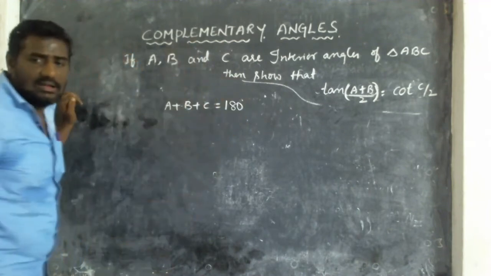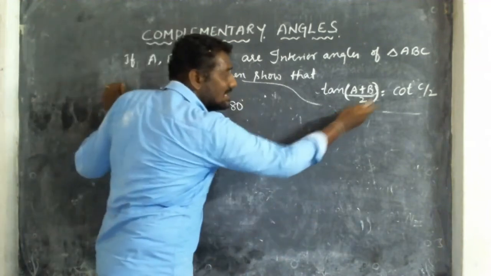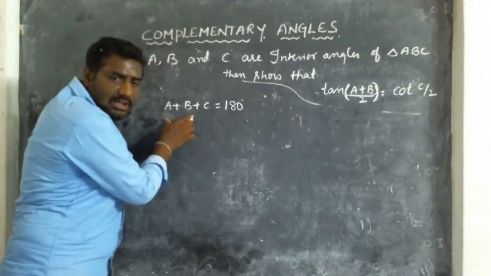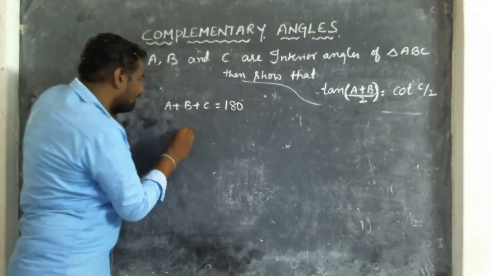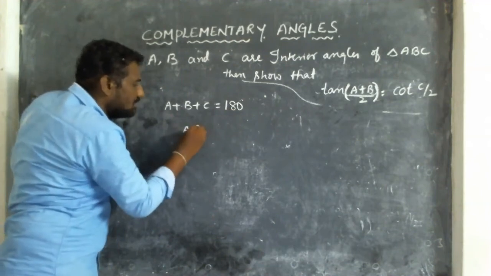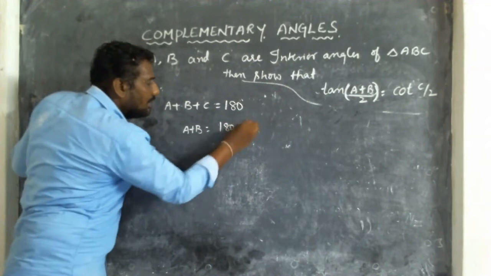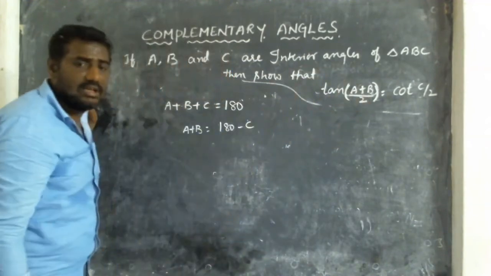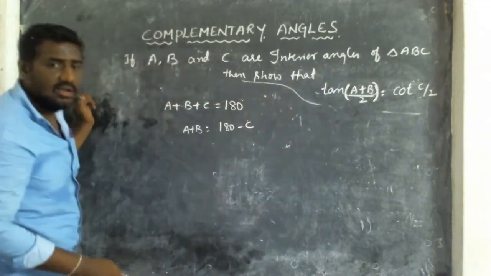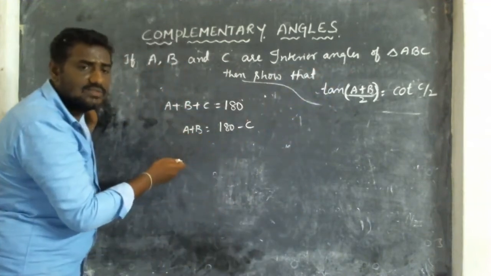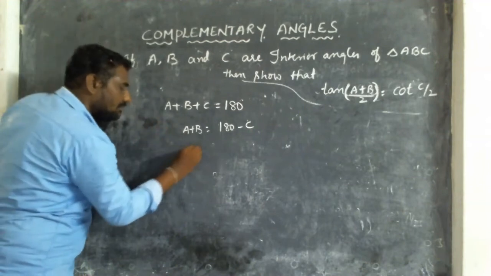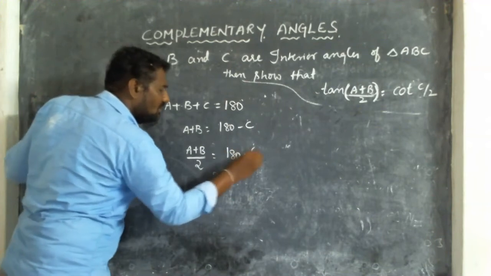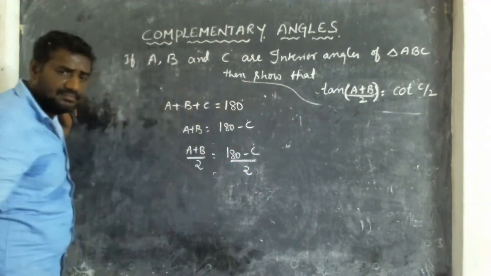Now we go for our answer. A plus B are on one side, C by 2 is on another side. Now what do you have to do? We'll put A plus B on the left side, C we will take to the right side. Now what can we write? A plus B equal to 180 minus C. Now down of A plus B, what is there? 2 is there. There also C by 2 is there. So dividing both LHS and RHS by 2: A plus B by 2 equal to 180 minus C by 2.